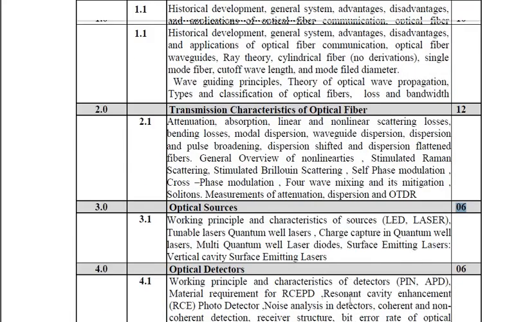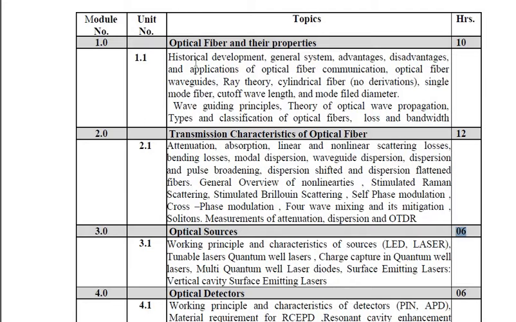The first module is based on optical fiber and their properties. As mentioned, we are going to see the historical background of optical fiber, the advantages, disadvantages, applications, waveguide principle, theory of optical wave propagation, types and classifications of optical fiber, losses and bandwidth. Since they have mentioned 10 hours, it indicates 15 to 20 marks questions can be asked from this module.